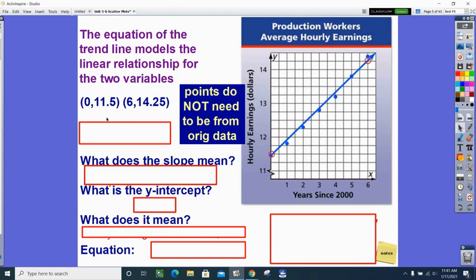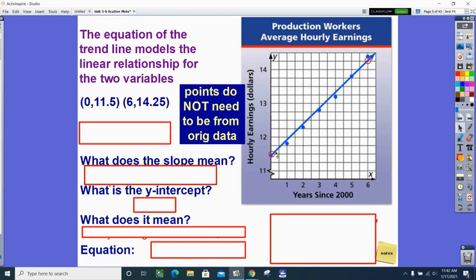So, I'm going to use the 0. Now you got to be careful here on your scale. They're going by 0.25. So this is money. So a quarter, 25 cents, 50 cents, 75, 12. So this would be at 0 years since 2000, which would be the year 2000. So right here is the year 2000. So 0 years, see right there, would be 11.50. And then 6 years later, that would be 2006, we're looking at $14.25.